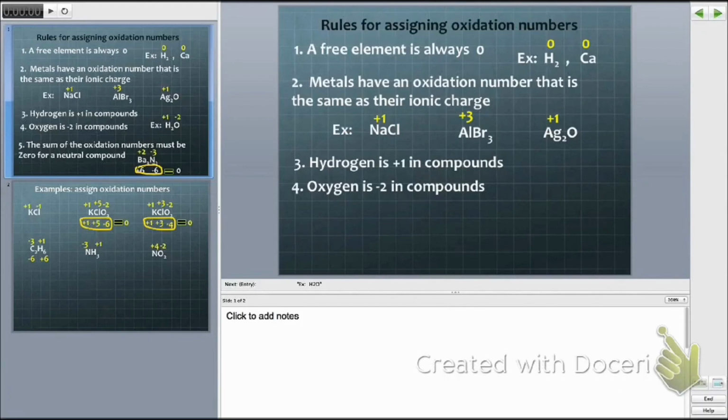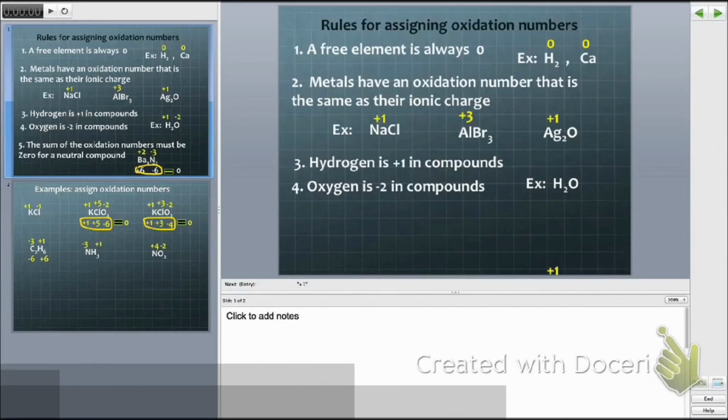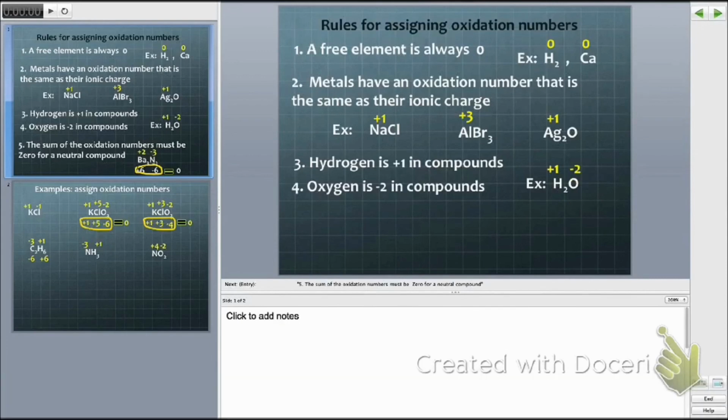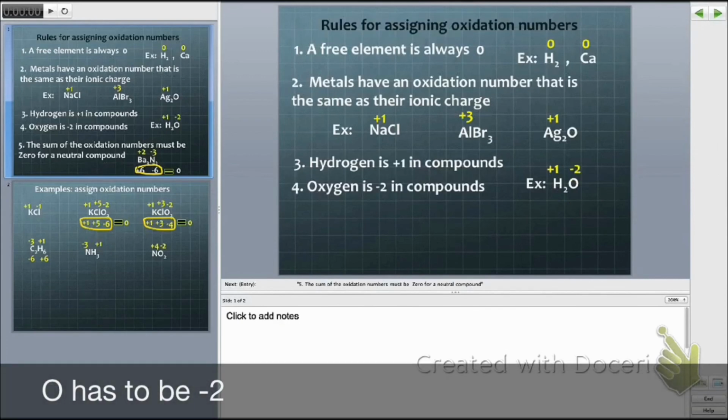So our next example does both if we've got water, H2O. We know oxygen has to have what oxidation number? According to rule number 3, hydrogen has to be +1. And then oxygen has to be? Oxygen has to be -2, according to rule 4. Okay.